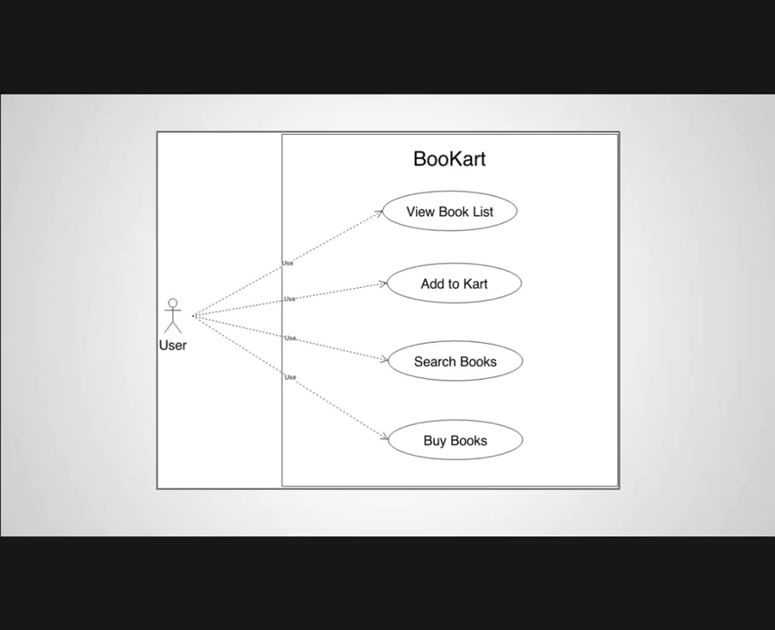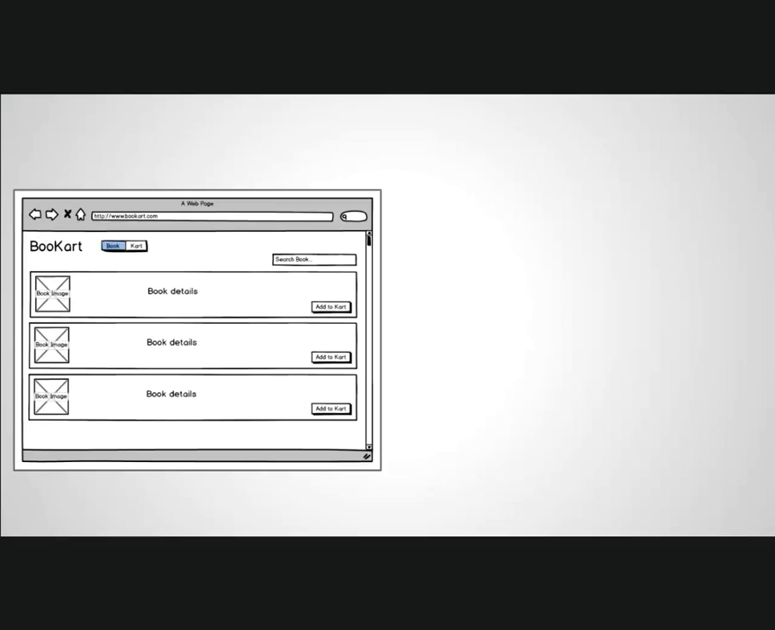Okay, so let's go through the use case diagram quickly once again. This application will provide the user a way to see a list of books, search through the list of books, add their favorite book to the cart, and the user can buy the book. Let's start with the view component first. These mockups will help us in creating different views for our application.